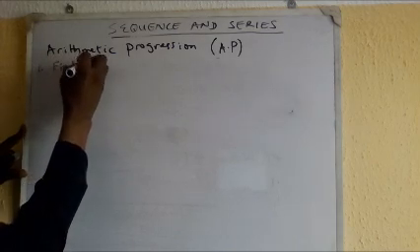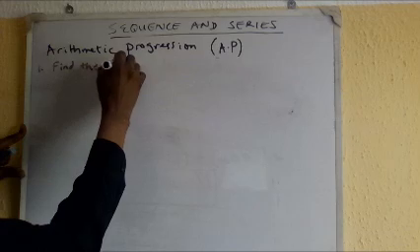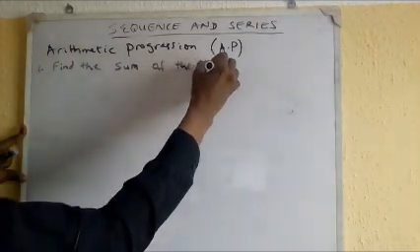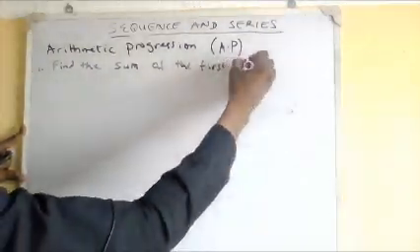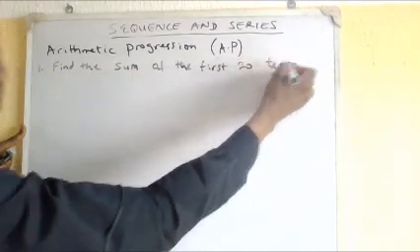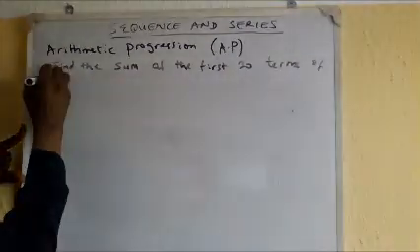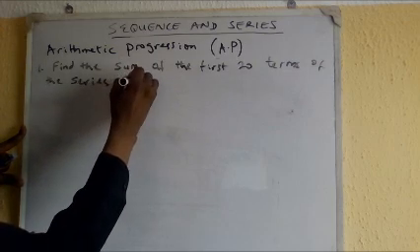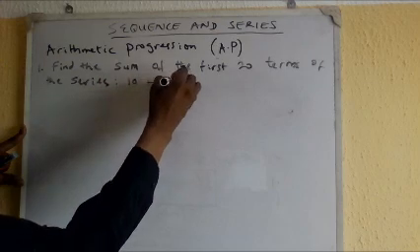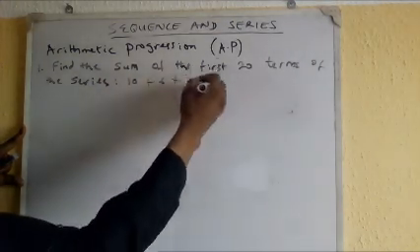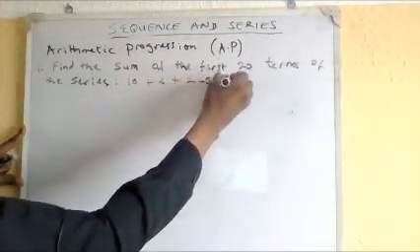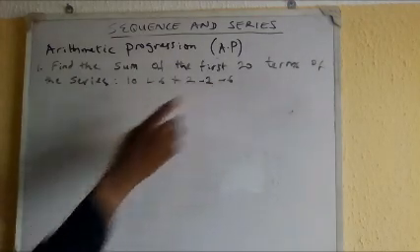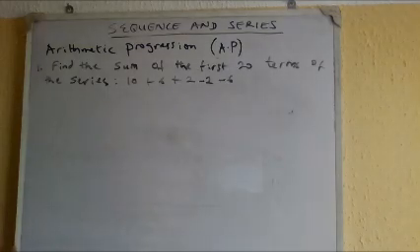of the first 20 terms of the series: 10 plus 6 plus 2 minus 2 minus 6. This is a series. It stopped at the fifth term. So we should now go and find the sum of the first 20 terms.